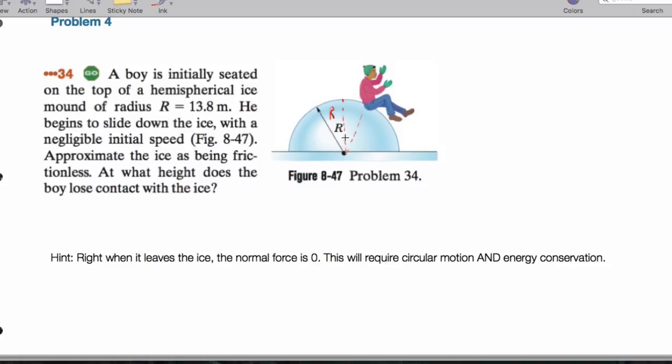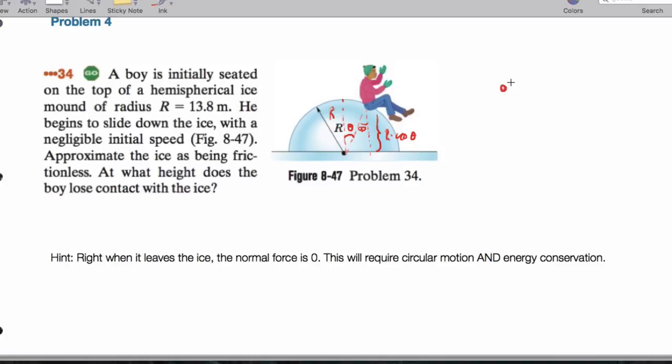Okay, and I'm actually going to measure this angle here, and I'm going to call it theta. And I just want to denote that this height here, when we do the trig, is in fact r times the cosine of theta.